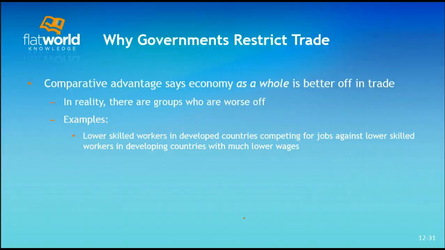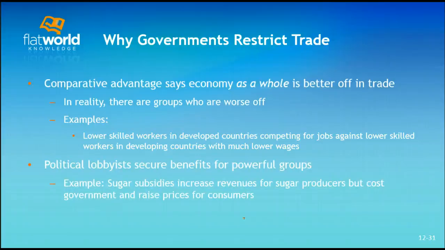However, in reality, there are going to be some groups who are worse off. Examples might be lower skilled workers in developed countries like the United States, who often find themselves competing for jobs against the lower skilled workers in developing countries like China, who have much lower wages. Lower skilled workers in the United States, thus, are not always better off when we trade. Though, according to our theory, the economy as a whole in the United States is better off when we trade.